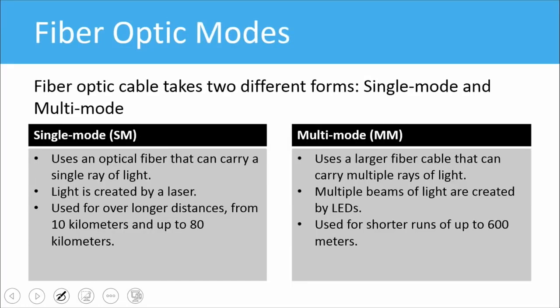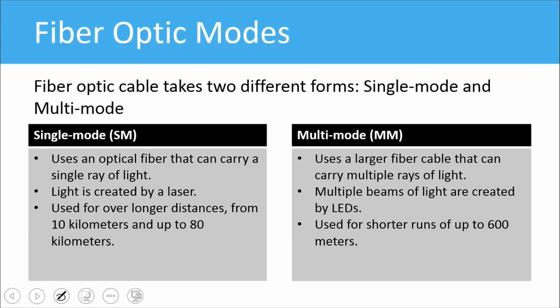All right, so there are a couple different modes with fiber optic cabling, and this can be a little confusing, so do make sure that you're paying close attention right now. There's single mode, and it actually just carries data through a single ray of light, and light in this instance is created by a laser. It's used for much, much longer distances, like 10 kilometers up to 80 kilometers, which is really far. This is the type of fiber optic cabling that's used to send data across oceans, right? Just mind-boggling.